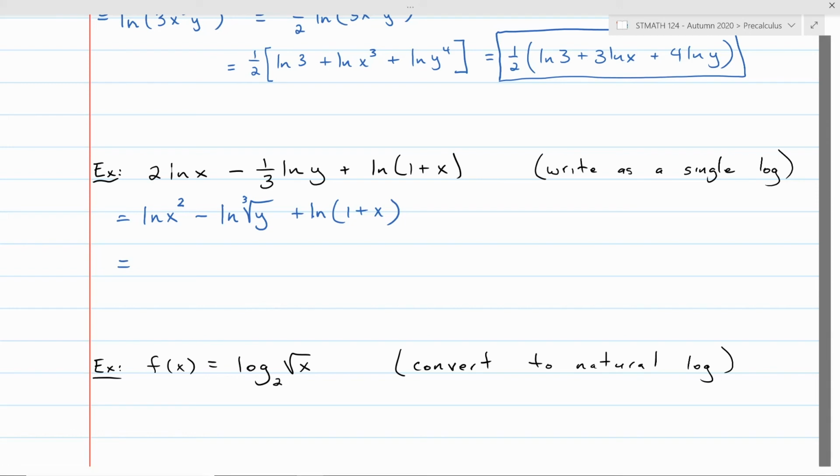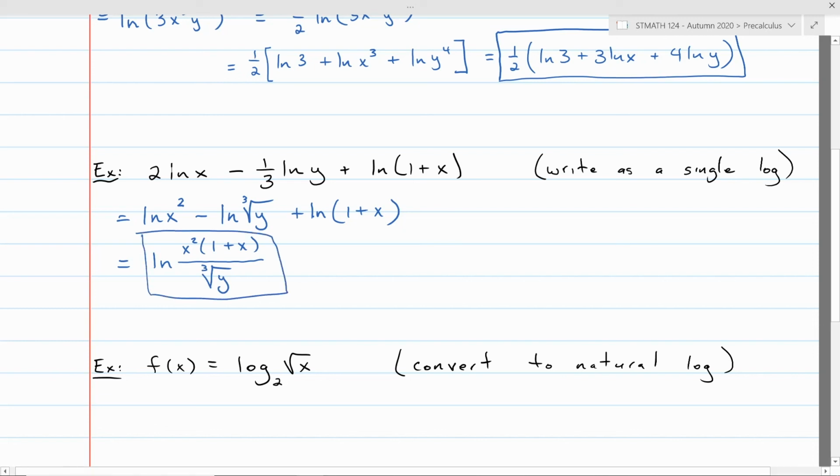The negative terms go in the denominator and the positive terms stay in the numerator, so you get something like this: natural log of x squared times 1 plus x, divided by the cube root of y. The cube root of y went in the denominator because it had the logarithm associated with it that was negative, right? So there you go. You can rewrite it that way.